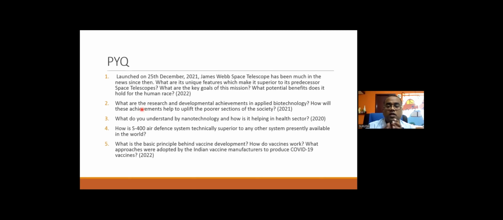So what are the research and developmental achievements that happened in agriculture? For example, GM mustard, BT cotton, those are achievements. And how did these products help in the upliftment of the poorer sections of society? Understood? For example, what are the positive impacts of BT cotton? The production and productivity are enhanced, the production capacity is enhanced, because of which the living standards of the farmers are enhanced.